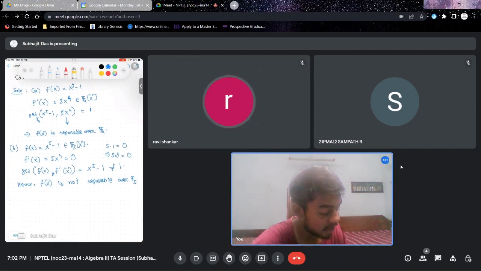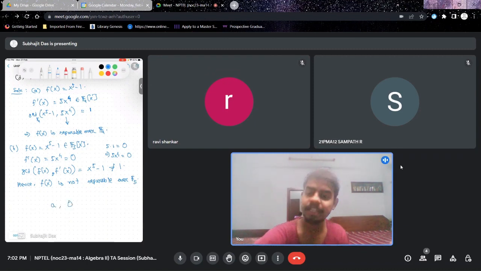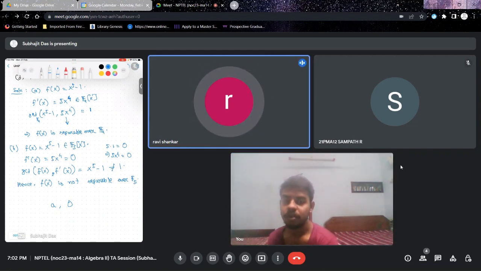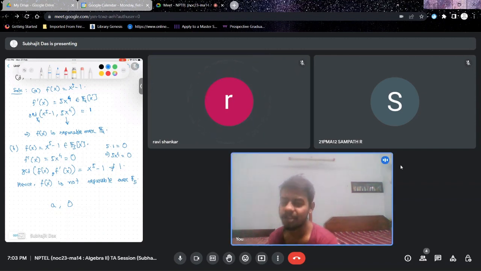Okay, so take an element A in a ring, and take 0 in the ring. What is the greatest common divisor of these two elements by definition? It is an element which is a divisor of both and which is divisible by every common divisor, right? Now take D to be the greatest common divisor of A and 0. Then D divides A and D divides 0, right?